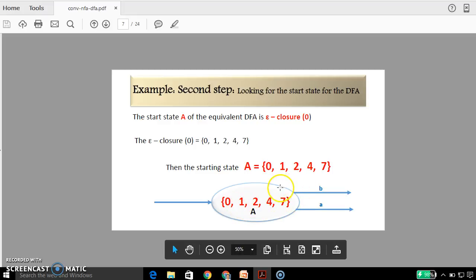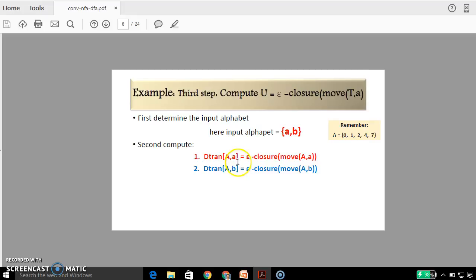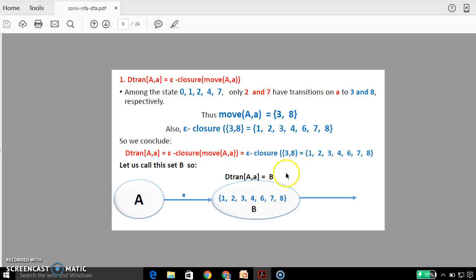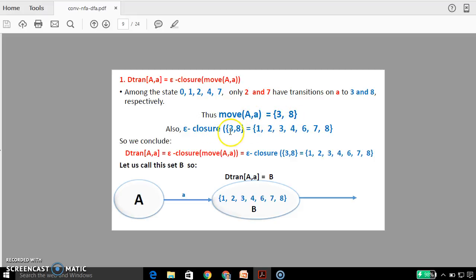On that, we are going to apply the inputs a and b of sigma, which is the set of the alphabet. On A with input a, we use the definition epsilon closure of move(A, a). By that we have 1, 2, 3, 4, 6, 7, 8. Move(A, a) is nothing but 3, 8, and epsilon closure of 3, 8 is 1, 2, 3, 4, 6, 7, 8.